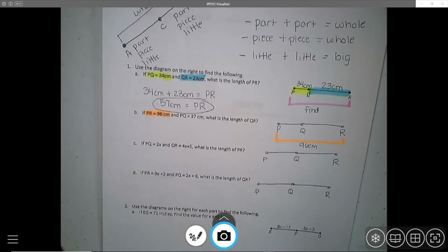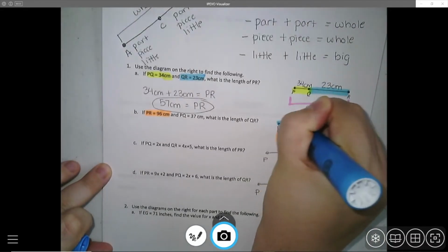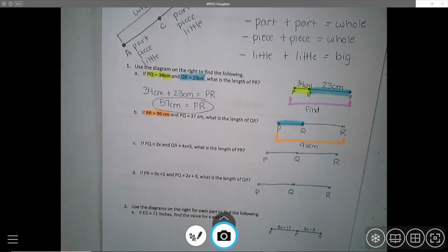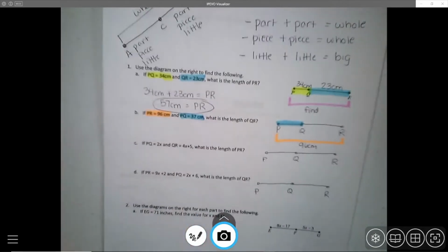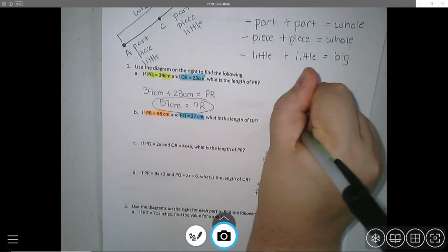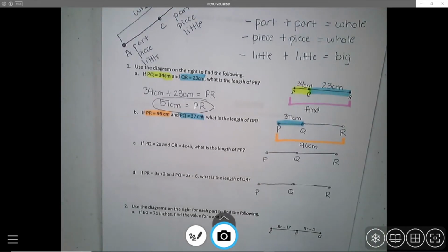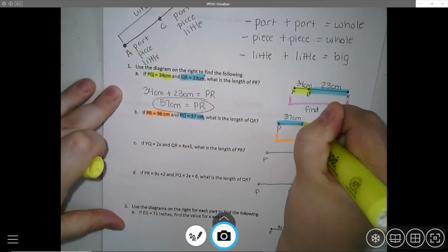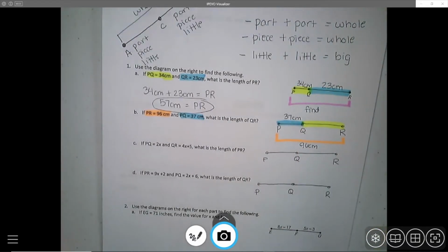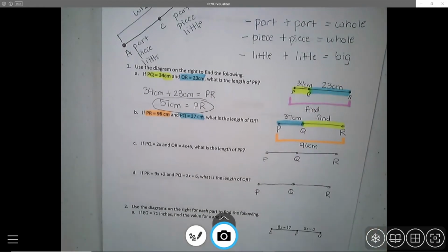They tell me PQ is 37, which again, notice I went through, I highlighted it, so I visually see these pieces of information. They want me to find QR. So they want me to find QR. I highlight it. That's what I need to find.